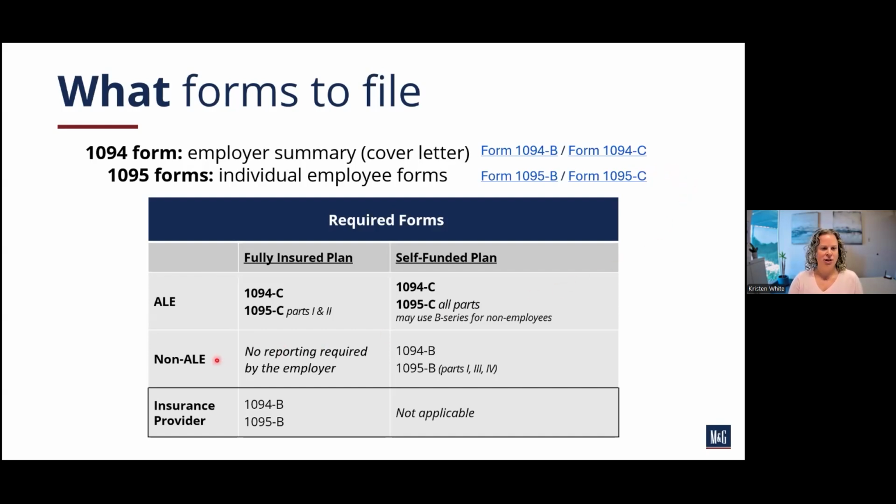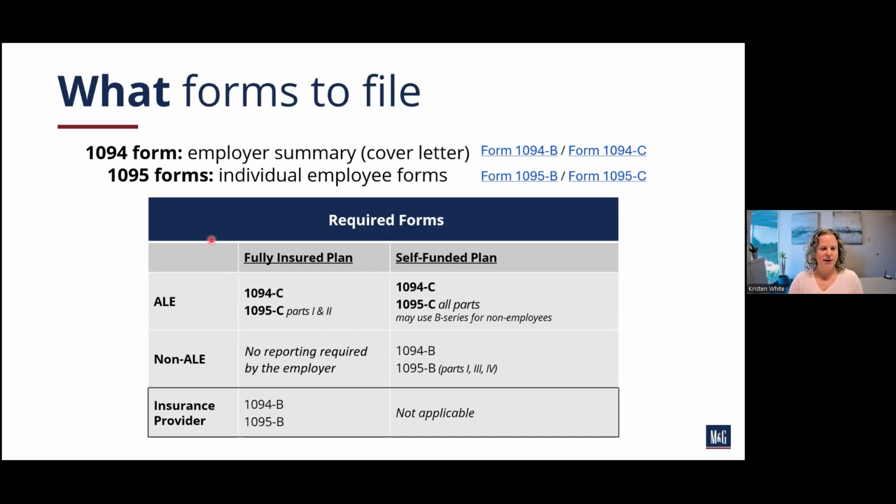Okay, in this chart, required forms. This is a chart I still refer back to. It's helpful when I'm talking with clients. I'm going to start at the bottom. Insurance provider. So these are carriers. We're in this column for fully insured plans. If you have a fully insured plan, your carrier is going to provide these forms out to the employees and do the filing. Now, fully insured, smaller employer, nothing for you to do. What the carrier does is sufficient.